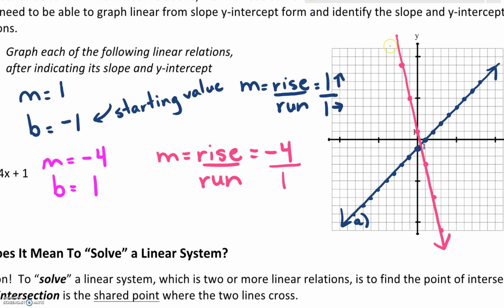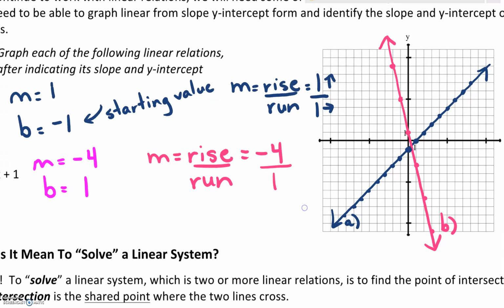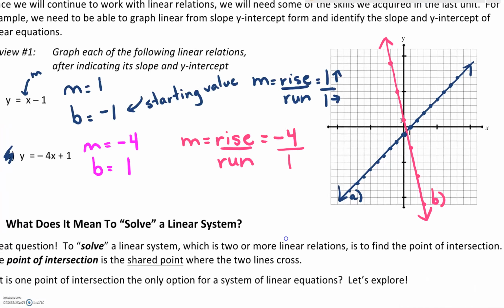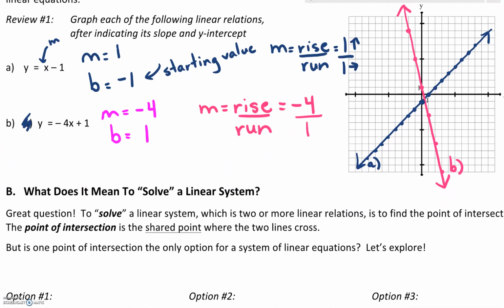So this should be fresh in your memory because we just finished this unit. And again, if you don't have different colors, please make sure to label your line with a B here. When you take a look at these two lines, that's great to know how to graph them, but what do you do with two lines now?